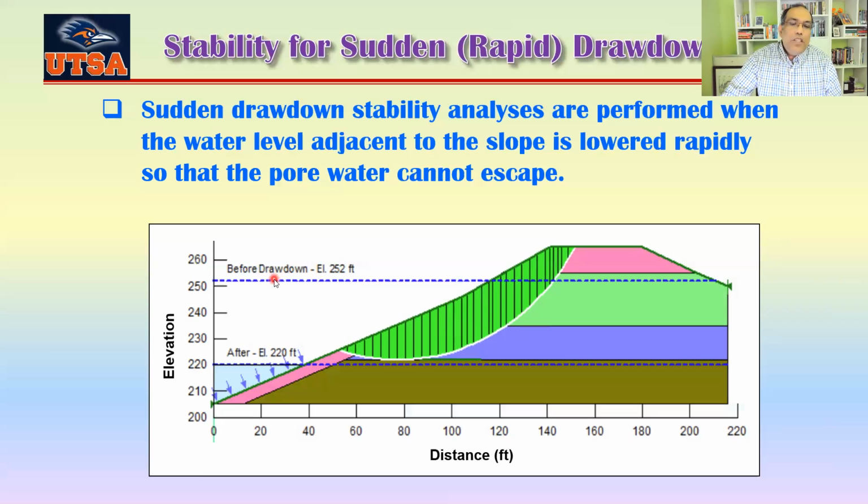Now, if you change that water level very slowly, let's say over 6 months, going slowly from here to here, you will see the water will also drain very slowly. So this is not a problem at all, okay? But when you change that stage very quickly, so that the water in the saturated part of the soil cannot drain out during that period of drawdown, then you have a different case here. Okay, that's what we call the sudden or rapid drawdown case.